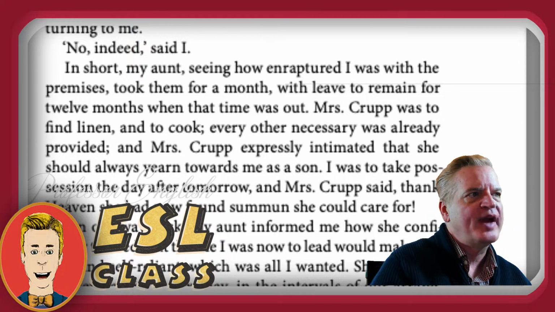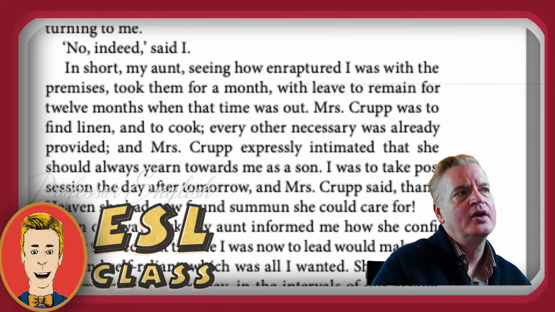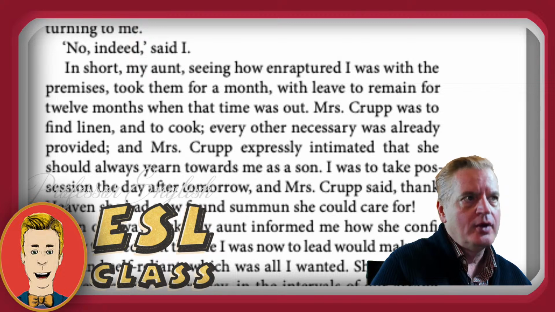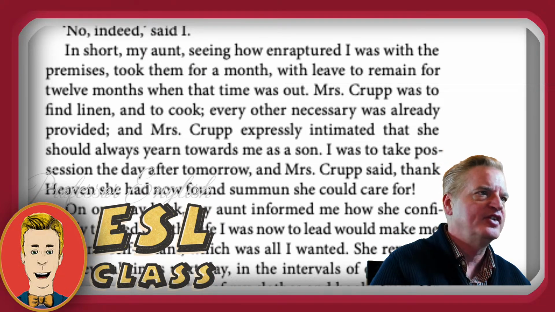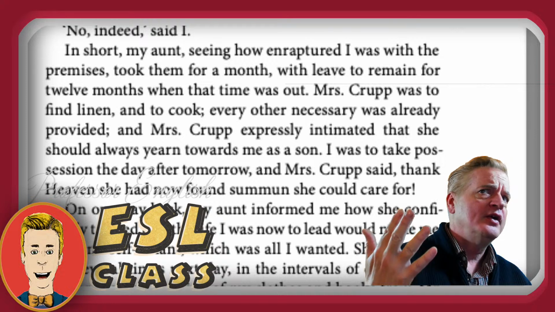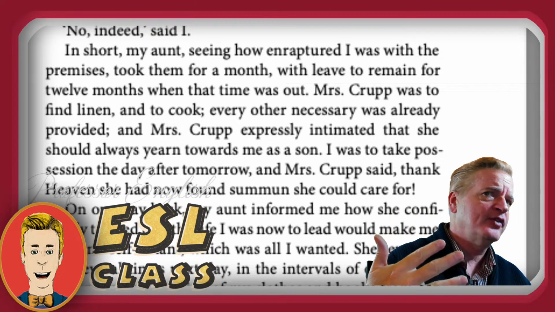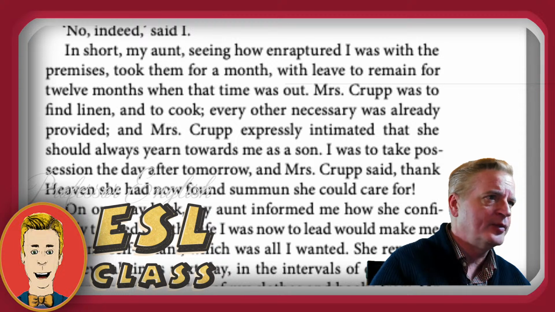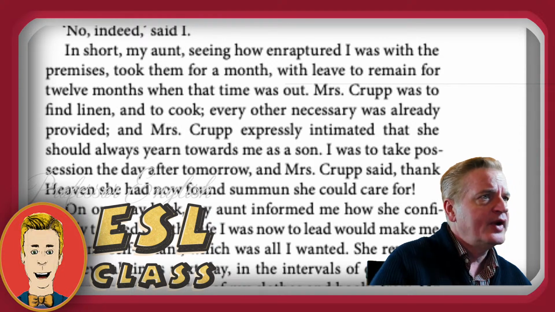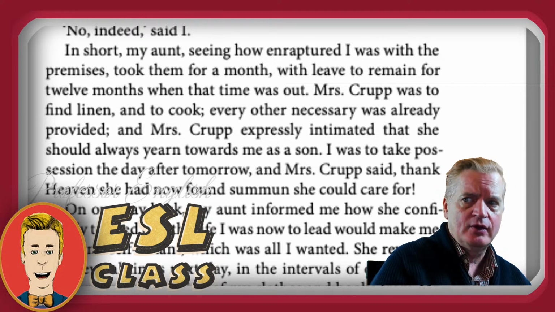So in short, my aunt, seeing how enraptured I was with the premises, took 'em for a month, with leave to remain for 12 months. So that just means he's going to rent the apartment for 1 month, and if he likes it, he has the option to rent it for 12 months. Okay, and then we have remain.